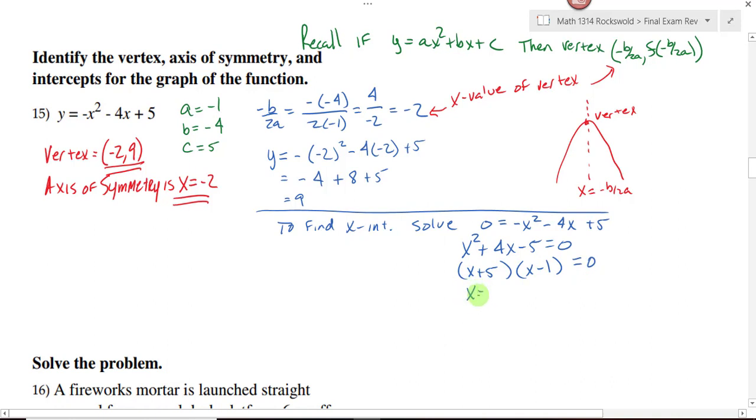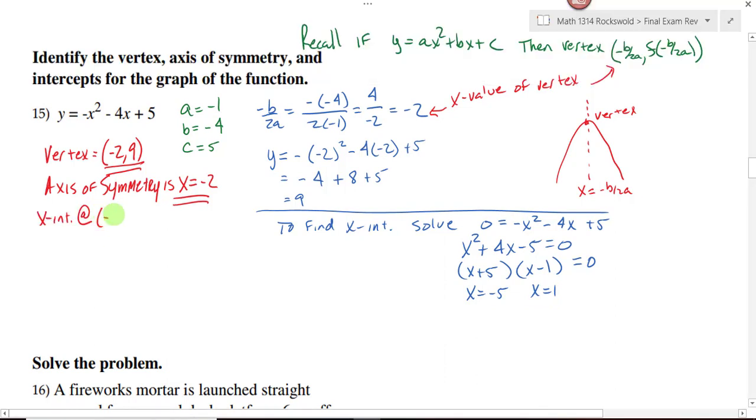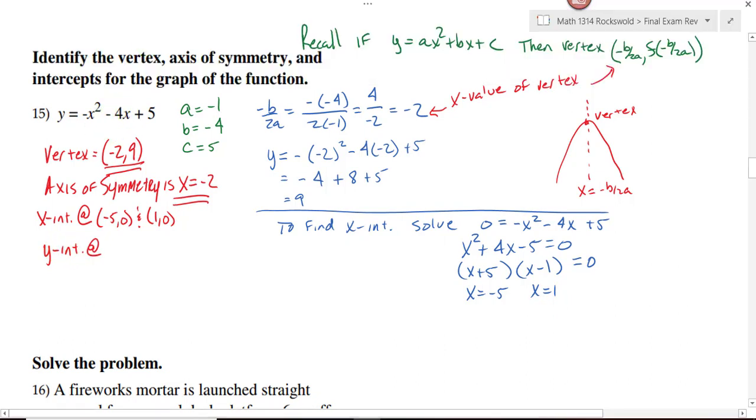So x is equal to negative 5 and x is equal to 1. So I have x-intercepts at the points (-5, 0) and (1, 0). Now I need to find my y-intercept. To find your y-intercept, you let x be equal to 0 and solve for y. If I let x be equal to 0, what is y equal to? That one you can tell just by looking at it. So I've found my intercepts, my axis of symmetry, and the vertex for this quadratic equation.